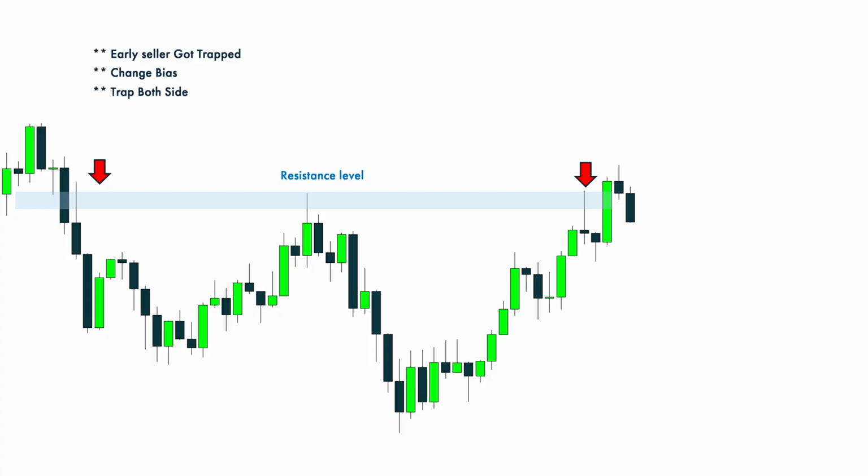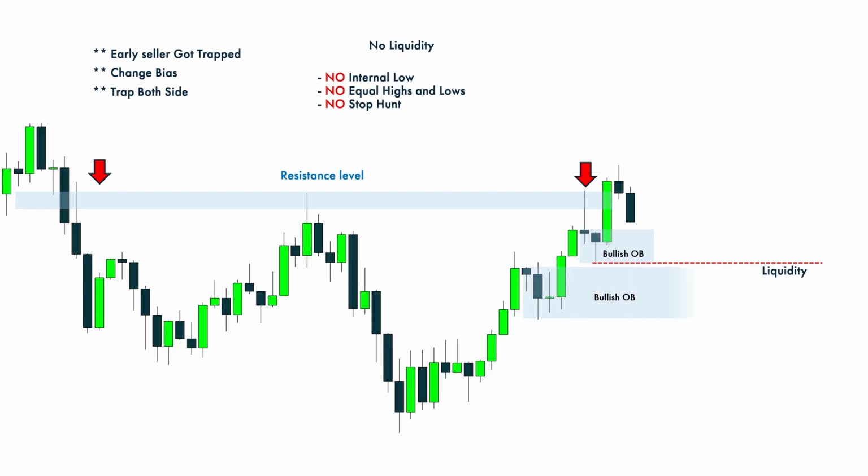Now, if we slow it down and analyze with smart money logic, we can spot a visible order block. But here's the problem. That order block doesn't have liquidity beneath it. There's no internal low, no equal lows, no stop hunt. That means smart money hasn't taken anything yet. And without a liquidity grab, the move is incomplete. But look closely. Just below this order block, we can see another, cleaner bullish order block. And above that, the current one becomes a liquidity zone itself.